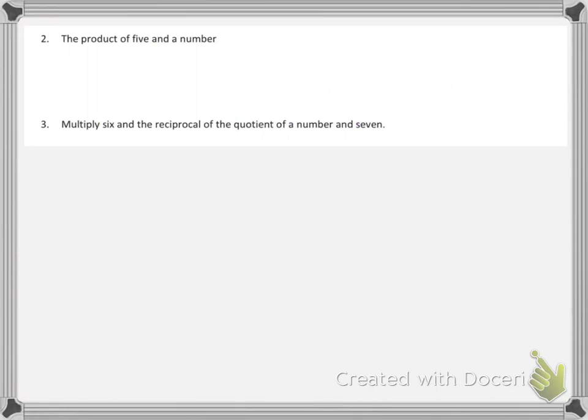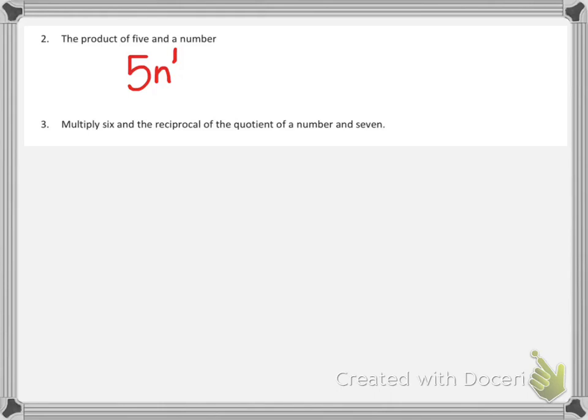The product of 5 and a number. Well, the product of 5 and a number would be 5n, if we said n was the number that we didn't know. And we can see that the exponent would be a 1, so this is a linear expression.